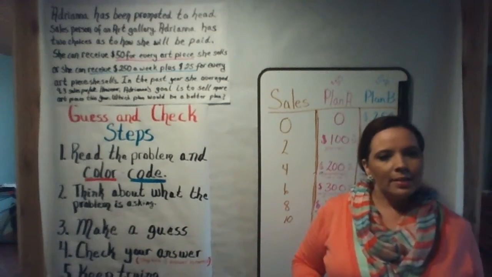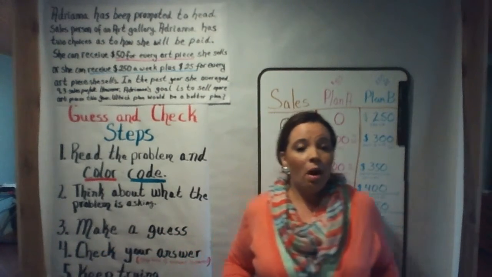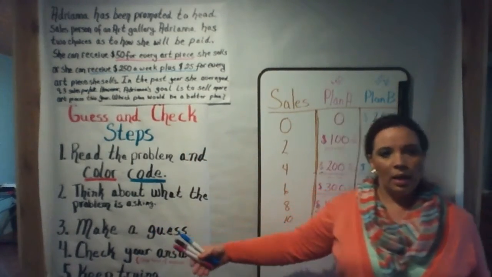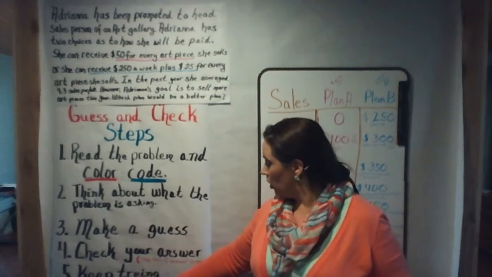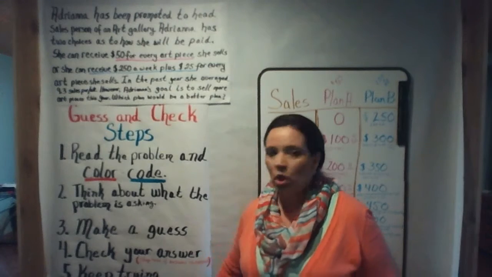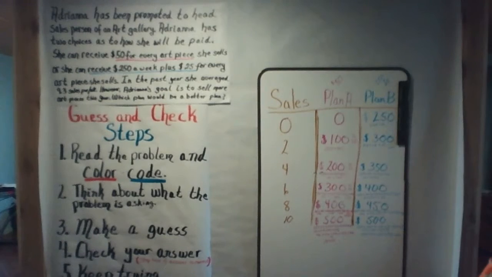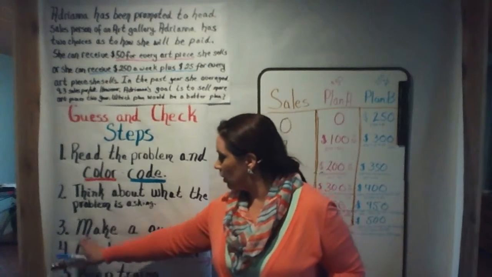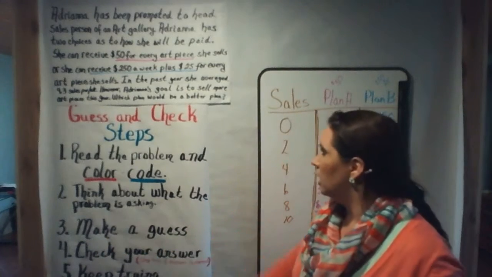Now, if you make a guess, you may get lucky and get it correct the first time. You may not. That's why it's called guess and check. You're going to make the best guess that you could make, and then if you're wrong, that's okay. You're going to keep trying. That's step number 5. Keep trying. You're going to use what you learned, and then you're going to try and make a better guess. Now, if you make a guess, which is number 3, and number 4, you check your answer and you're correct, you're lucky. Then you would just stop at number 4.